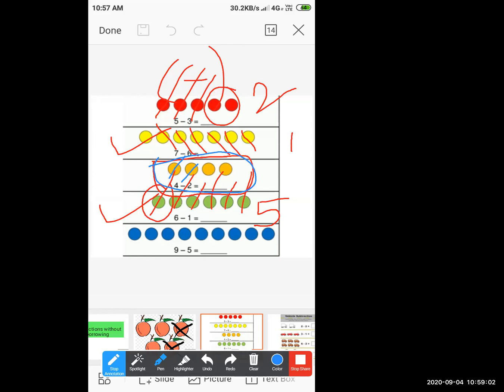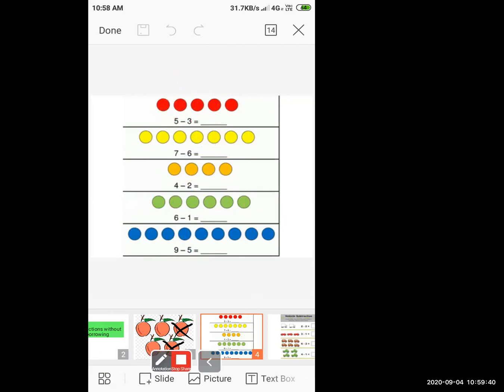Total how many circles are given to you? This is 9 circles, right? 9 balls are there. You want to minus 5. 9 minus 5 means what? 1, 2, 3, 4, 5. So total how much is remaining? The remaining is 4. What is the correct answer?